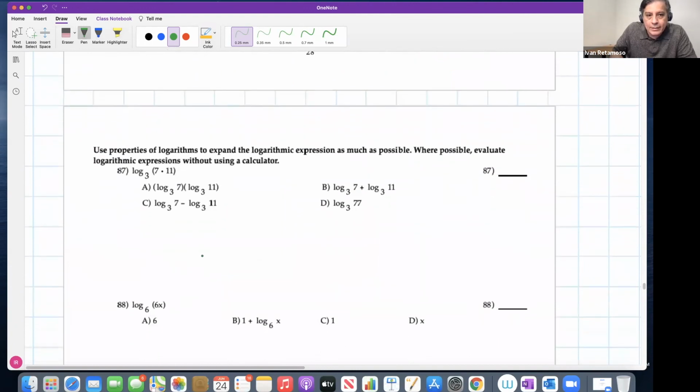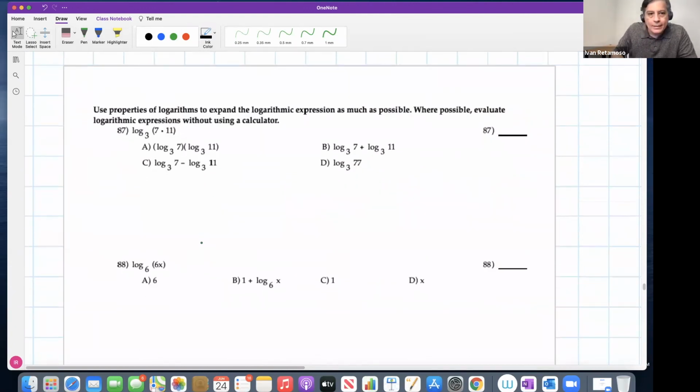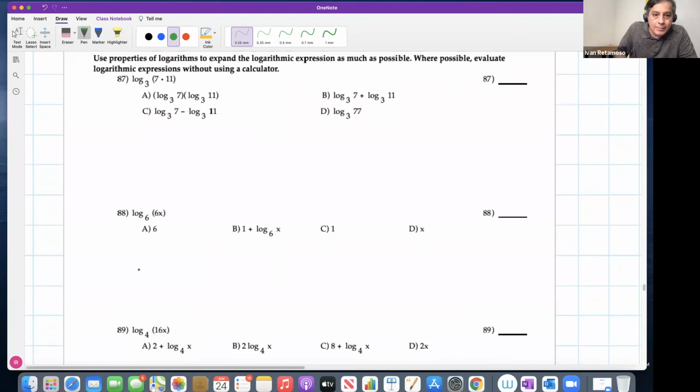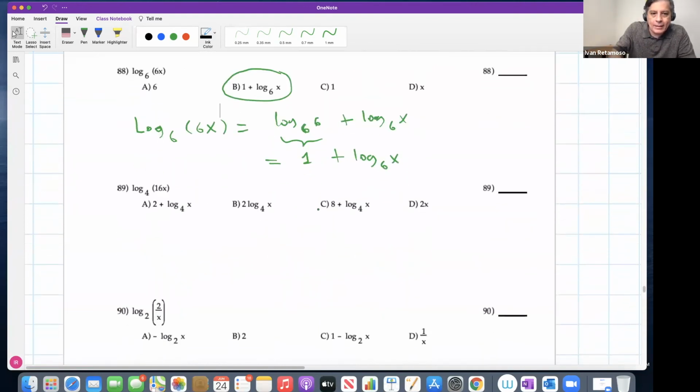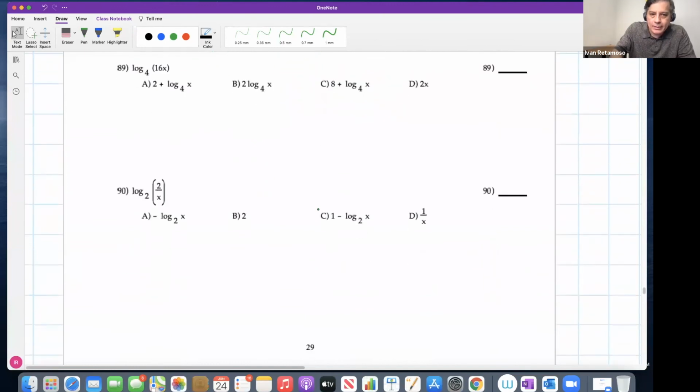This one is simplifying. It's also easy, right? Maybe we can do this quickly. Log base 6 of 6x equals log base 6 of 6 plus log base 6 of x, applying the product rule, right? But this turns out to be just the number 1, because 6 raised to 1 is 6, and this stays as log base 6 of x. So we're talking about this, right? These ones are all about properties of logs, so I think you will be okay with this.